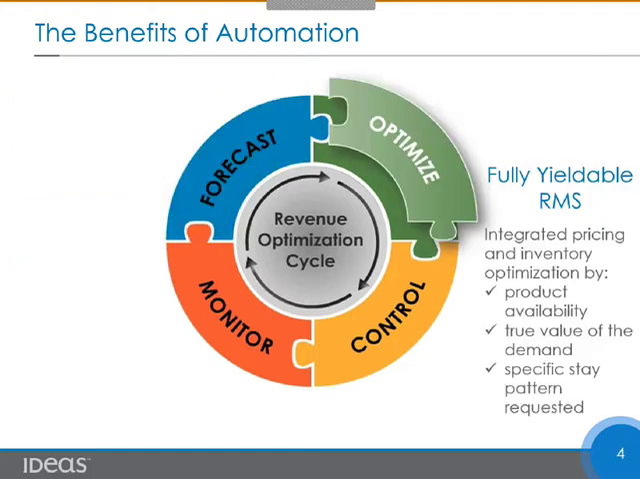Now let's talk about optimization. This step is actually hidden from the user. It is where the magic happens. IDeaS will look at the forecast, competitive rates, and the reputation scores, and optimize your hotel by deciding which rates should be available for sale and which not. It does that by looking at the true value of the demand and even by looking at individual stay patterns and lengths of stays.